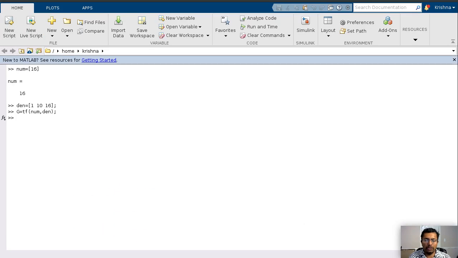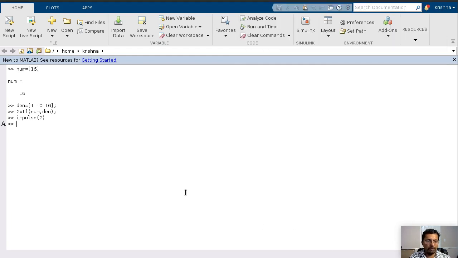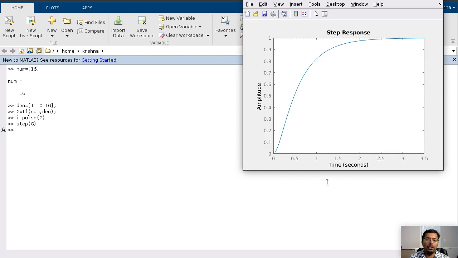So let's do that. We're going to go impulse of G. So this is the impulse response. Here we have the time and then the amplitude. The impulse response is kind of like giving a kick to the system. We can next do the step response of the system. Instead of impulse, we try the step, and then we hit enter, and we get the step response. So that's the figure over here.